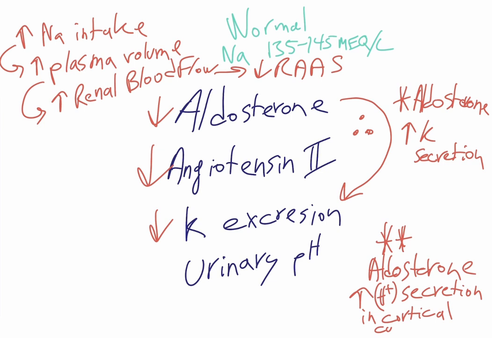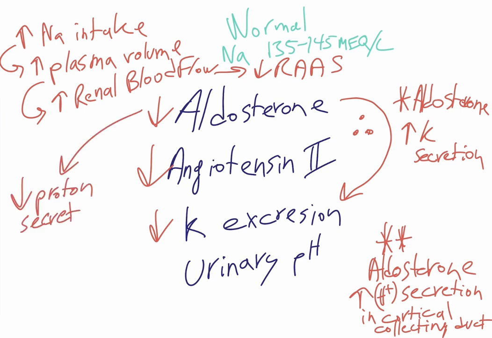Another mechanism from aldosterone is that it also promotes proton, H+, secretion in the cortical collecting duct. Less aldosterone means less proton secretion, means less acid in the urine, making the urine more alkaline. So with increased sodium intake, the only thing that increases out of the options provided was urinary alkalinity, because aldosterone is suppressed, reducing acid excretion.